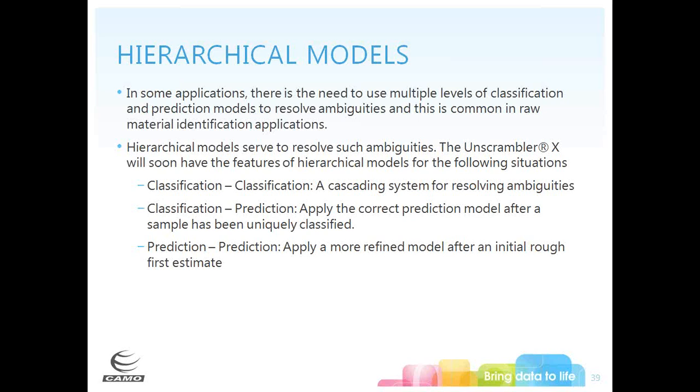A classification hierarchy, where it's a cascading type system for resolving ambiguities in classification. Classification prediction, something that is quite often used in process analysis, where one first wants to identify what a sample is and then apply the correct prediction model based on the correct identification or classification of the sample. And then prediction hierarchical models, wherein you can apply a more refined model after an initial rough first estimate.